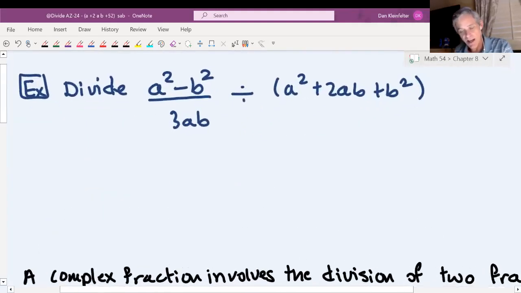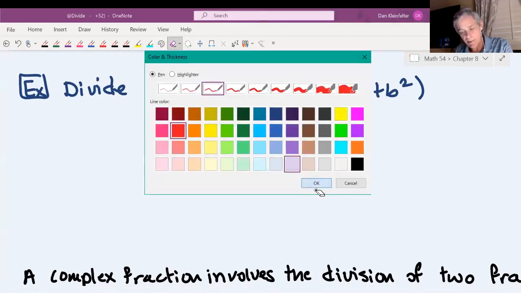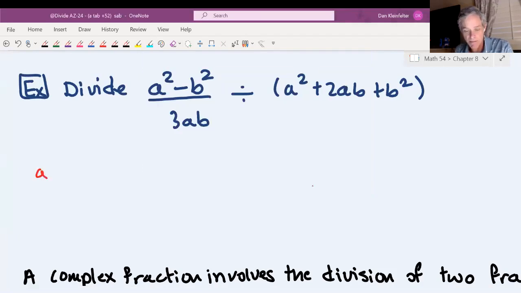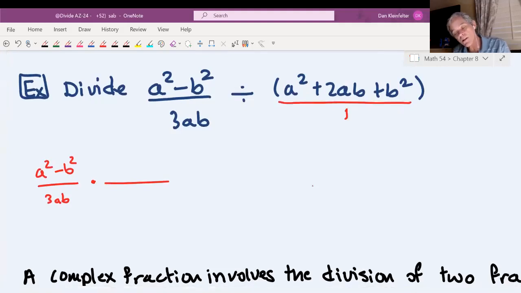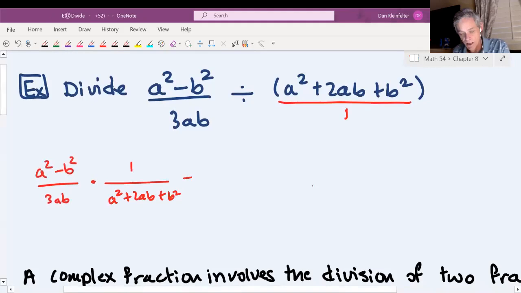So here we have a squared minus b squared over 3ab, and then it's divided by a single polynomial. For this, we're just going to replace the second fraction by its reciprocal, right? The first fraction will stay the same. We'll turn the division to multiplication. Remember that our original polynomial, we could always look at it as that polynomial over 1. So now we'll have 1 over that a squared plus 2ab plus b squared.